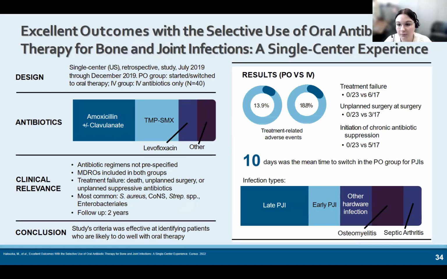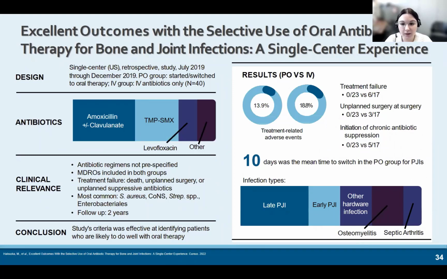This next trial's goal was to examine 1-year and 2-year outcomes of selective uses of oral antibiotics for orthopedic infections. It was a single-center retrospective analysis of 40 patients over a 6-month period for the first episode of surgically managed osteomyelitis, native joint septic arthritis, prosthetic joint infections, or another type of musculoskeletal hardware infection, who did receive surgical interventions and more than 2 weeks of antimicrobial treatment. Participants were either in the oral group, which were those who were treated with an initial course of IV antibiotics and then switched to oral, or they were in the IV group, which were treated with IV antibiotics for the full duration.